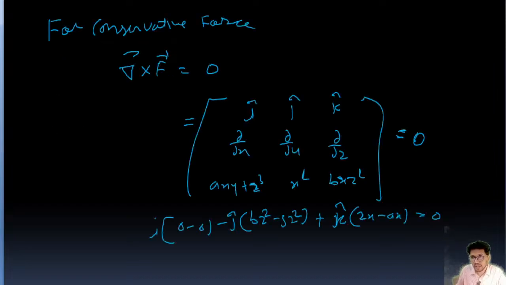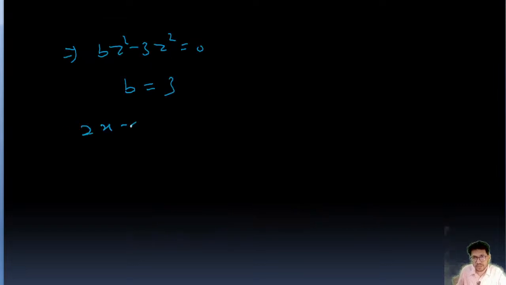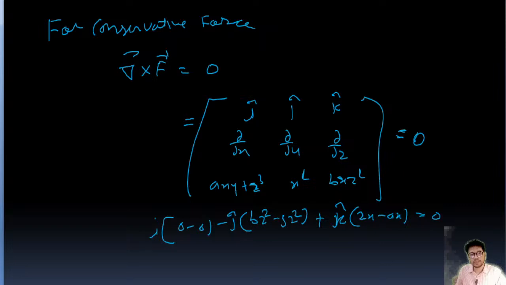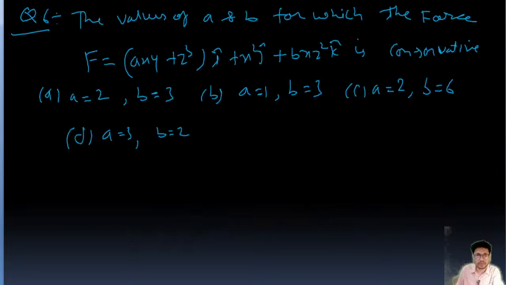Okay, similarly 2x minus ax is going to be 0. This means value of a is going to be 2. So value of a and b are 2 and 3. Which option is matching? Let me check. Option A is matching, guys. Okay, option A. This is the correct answer.